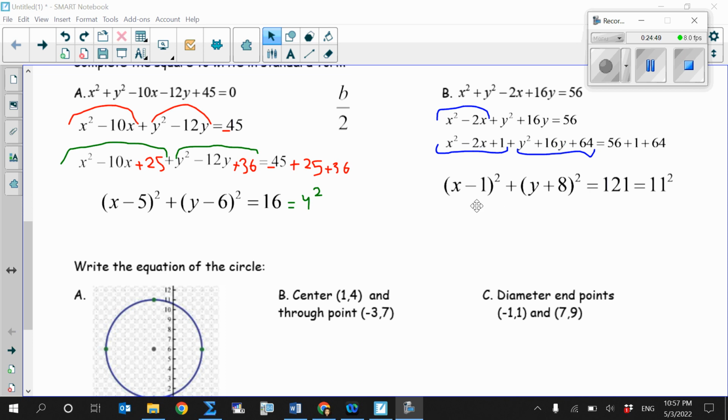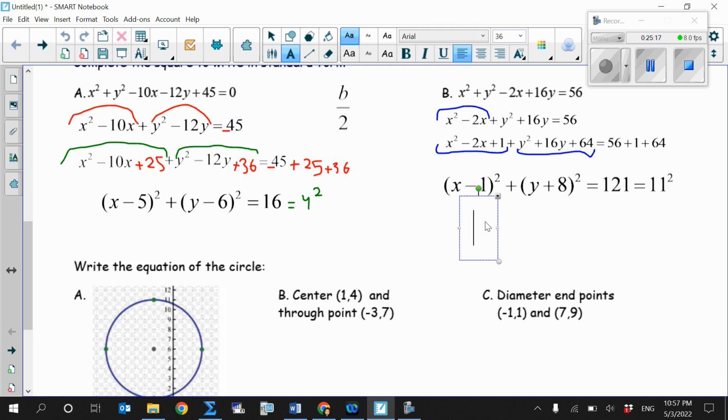Okay, so here's my final equation. As we said, the first one will be changed to x minus 1 squared, because the negative 1 is the b value divided by 2. The second one, b value divided by 2 is 8. So this will be y plus 8 squared. And if you add all these numbers, they will be 121, which is 11 squared. So the center of this circle is 1 and negative 8. So let me write that for you here. Center is 1 and negative 8. And the radius is 11.